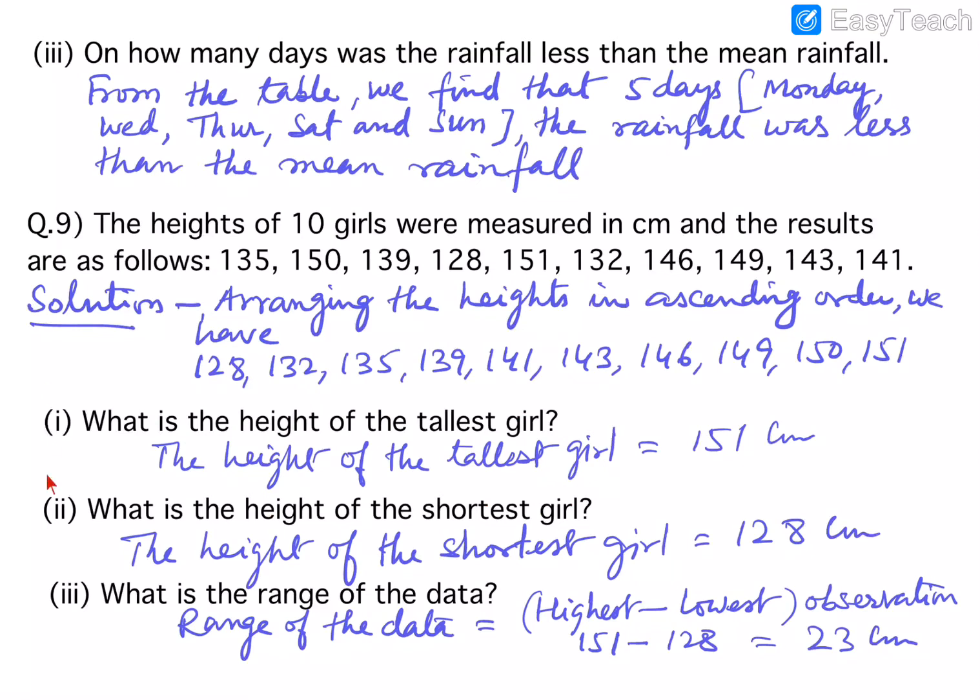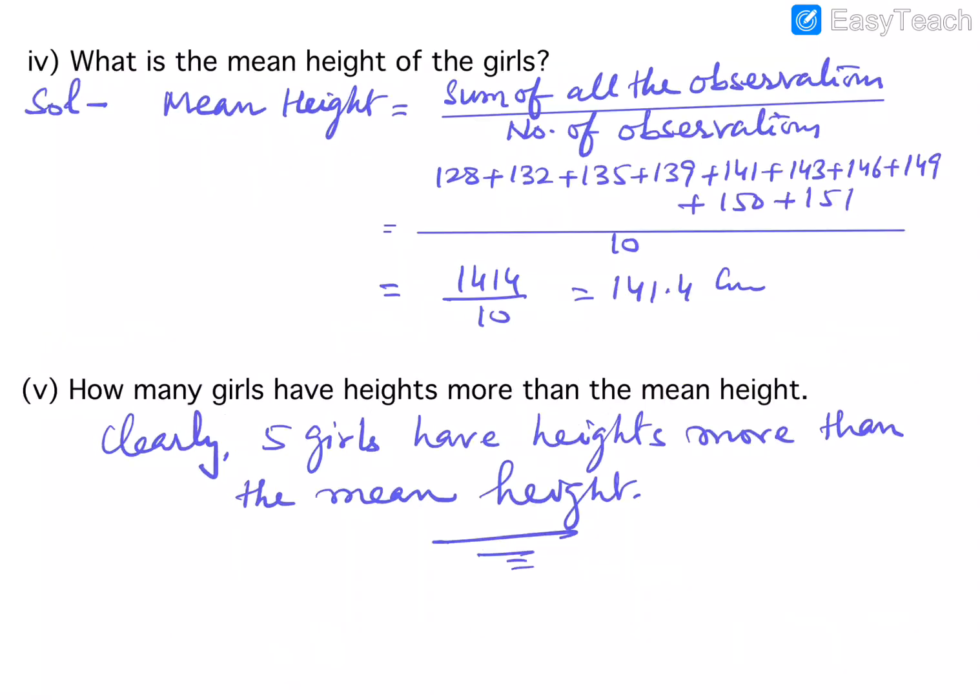To get the answer of these questions, we have to arrange the data in ascending order. Here 128 is the smallest and 151 is the largest. So the height of the tallest gull is 151 centimeter, height of the shortest gull is 128 centimeter, range of the height is highest minus lowest, 151 minus 128 is equal to 23 centimeter.